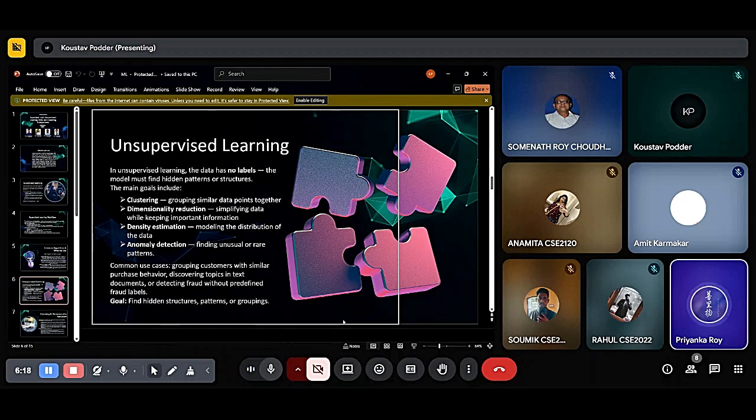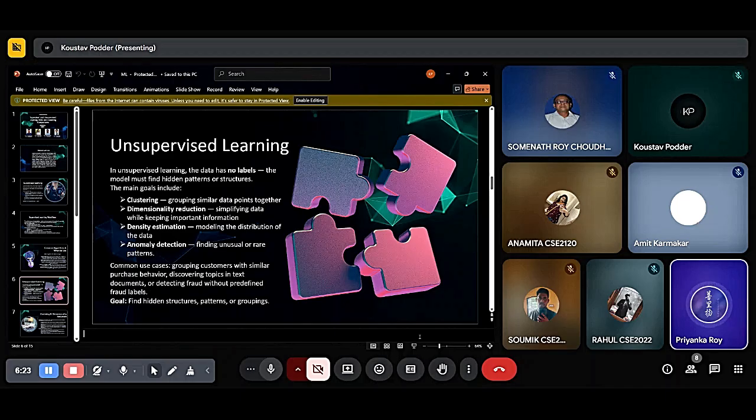Then dimensionality reduction, which means simplifying the data while still keeping the most important information. Then density estimation, where we try to understand how the data is distributed. And lastly, anomaly detection, which is identifying rare and unusual data points. Some real world examples include grouping customers based on their shopping behavior, discovering topics from a large collection of documents, or detecting fraud even when we don't have predefined fraud cases. Next slide.